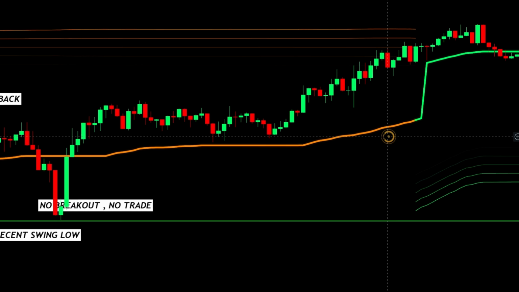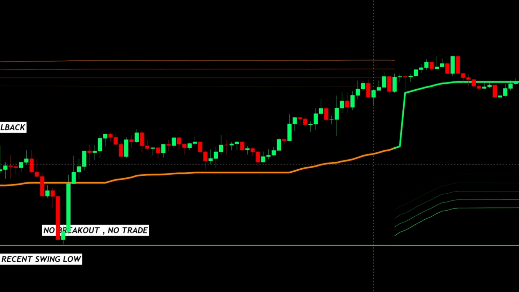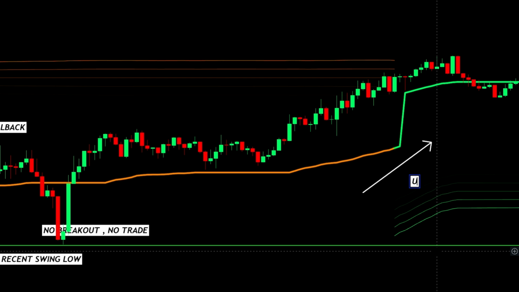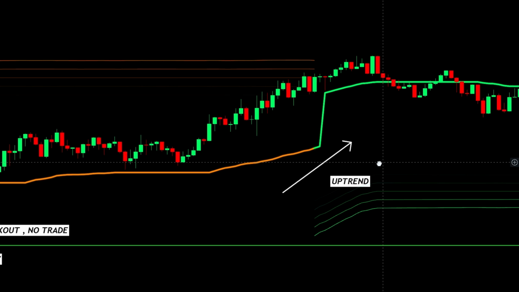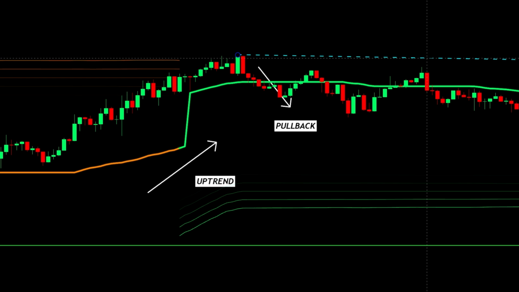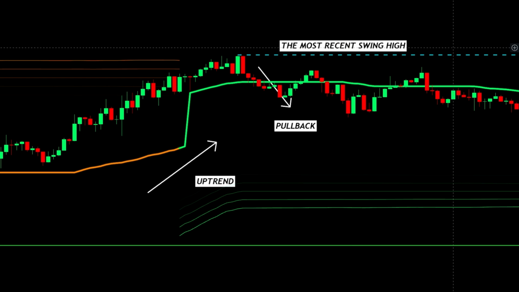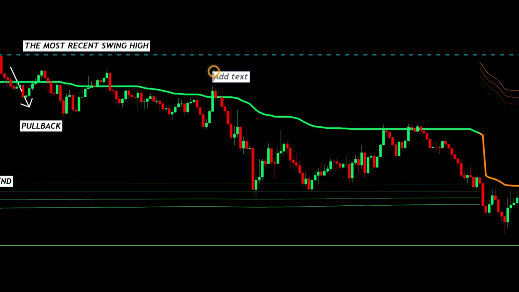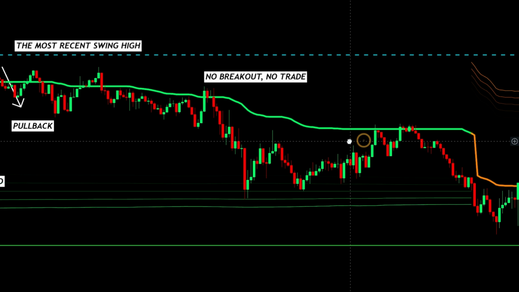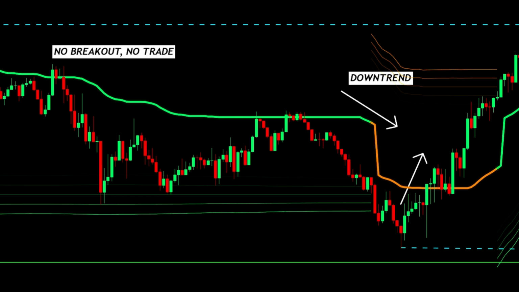Keep moving forward. The market flips into an uptrend. The line turns green. And price pulls back under it. Now we draw a line at the most recent swing high. Price tries to push up, but it can't break the level. So we skip it again. A few candles later, we get another pullback. Same story. So again, no trade.